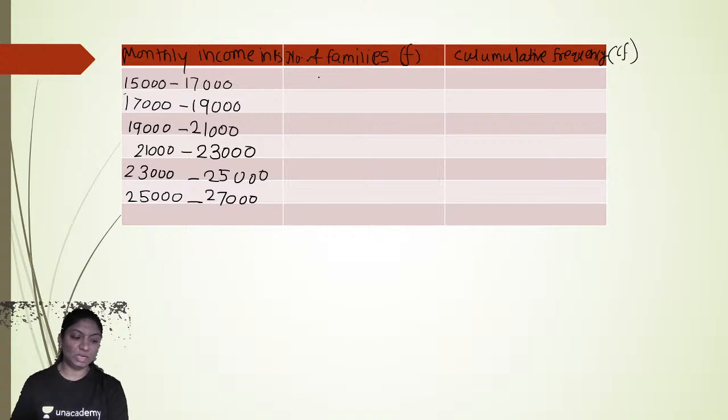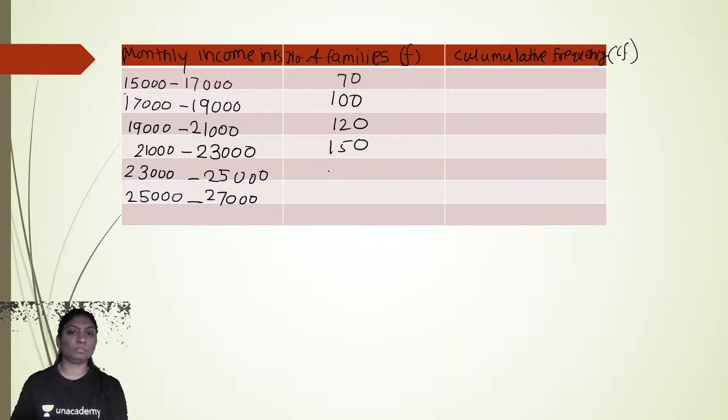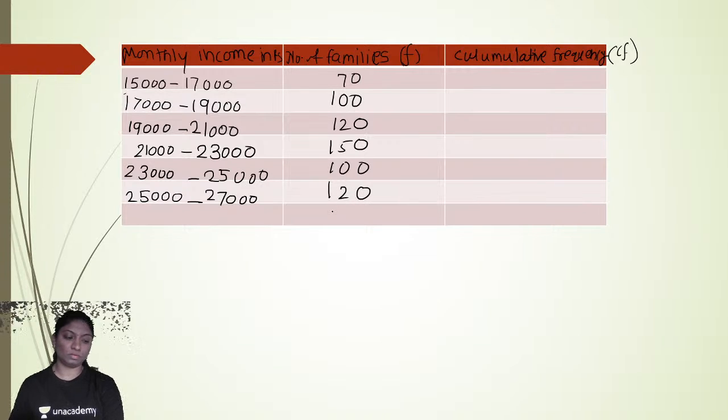The number of families are 70, 100, 120, 150, then 100, then 120, 160.